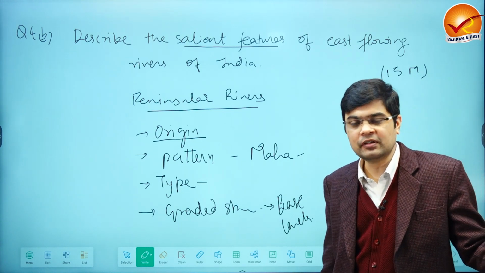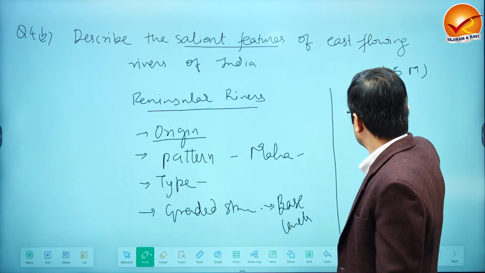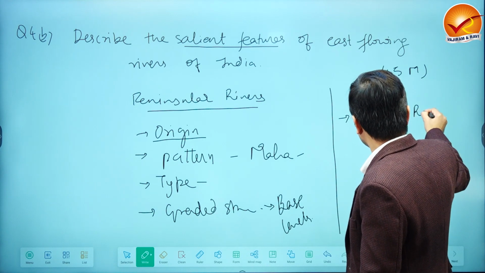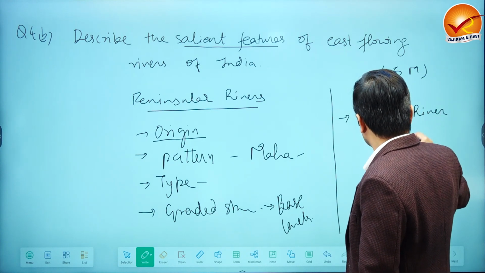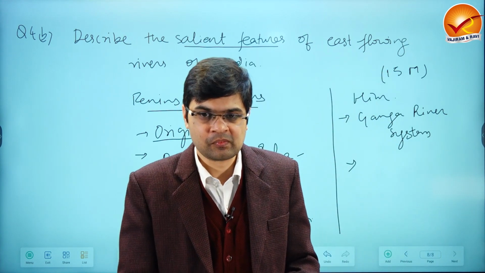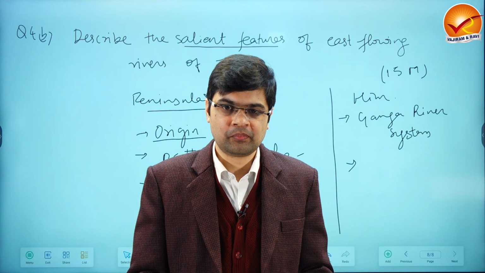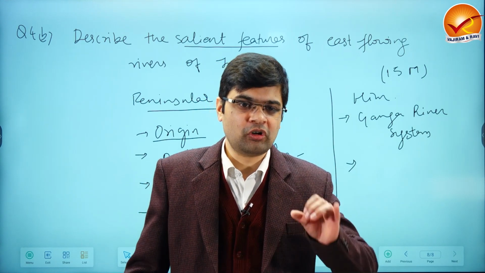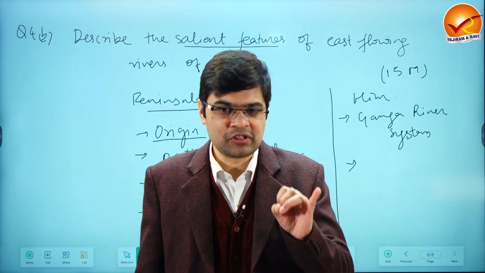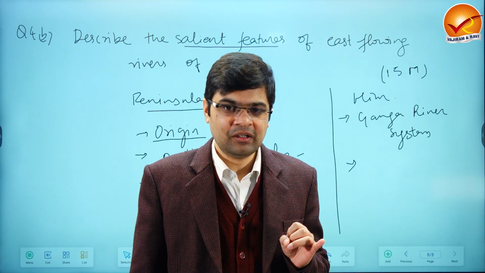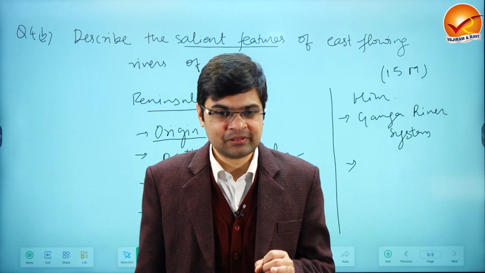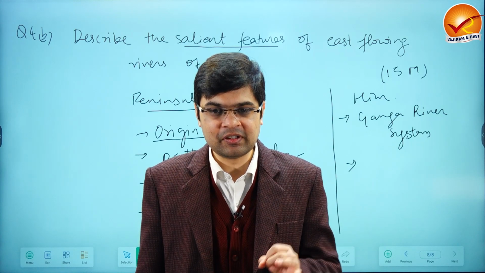Acha, then east flowing rivers of Himalayas, where you can write about Ganga river system. यहाँ पर features में you first talk about the valleys, V-shaped valleys or gorges that they are creating. Then talk about alluvial fans that they are forming. ठीक है, यहाँ पर give certain examples.